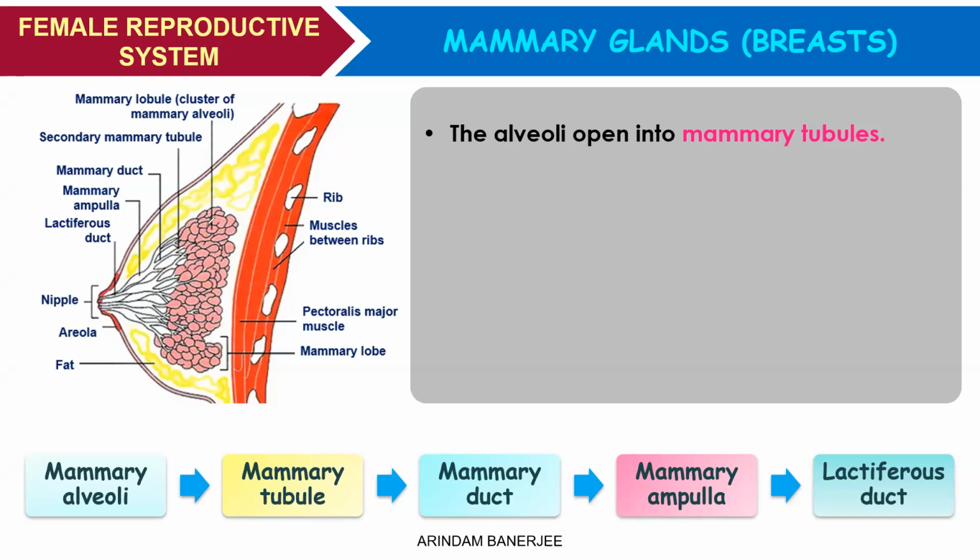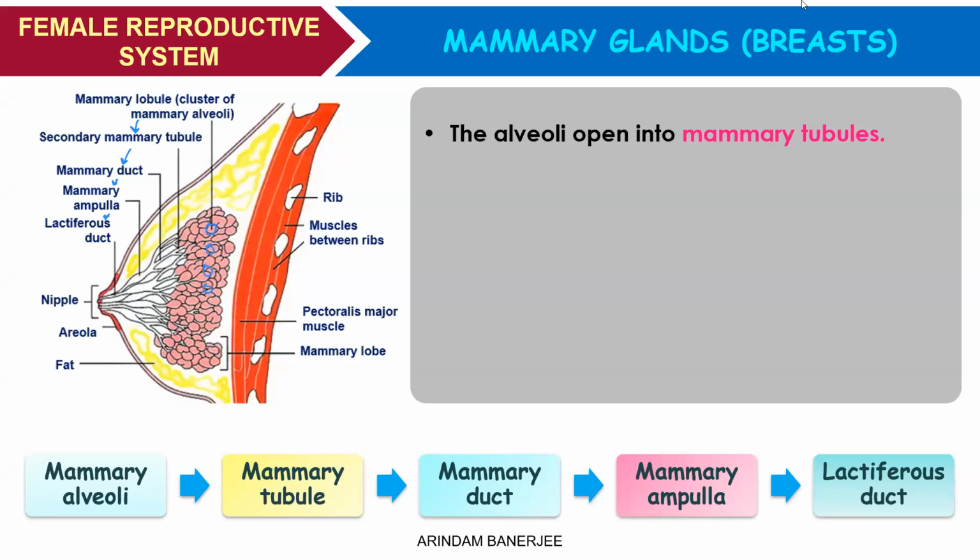Just mark this. Here you can see all these are mammary alveoli. All the alveoli are connected with the mammary tubule. Tubules are connected to form the duct. Ducts are connected to form the ampulla. Ampulla is connected to form the lactiferous duct. Please write this down. So that is the formation of the lactiferous duct through which the milk is ejected. Okay.